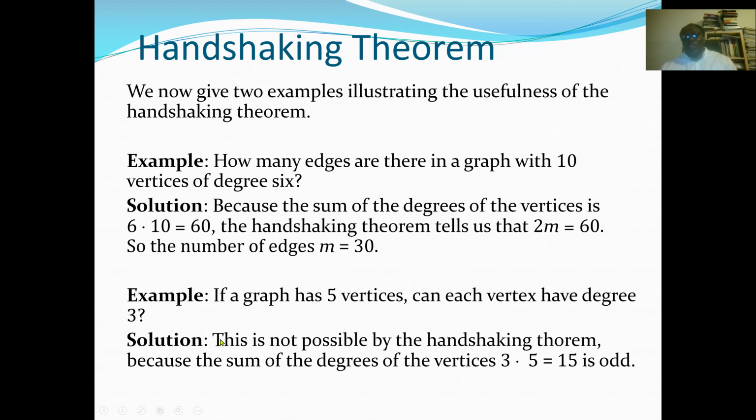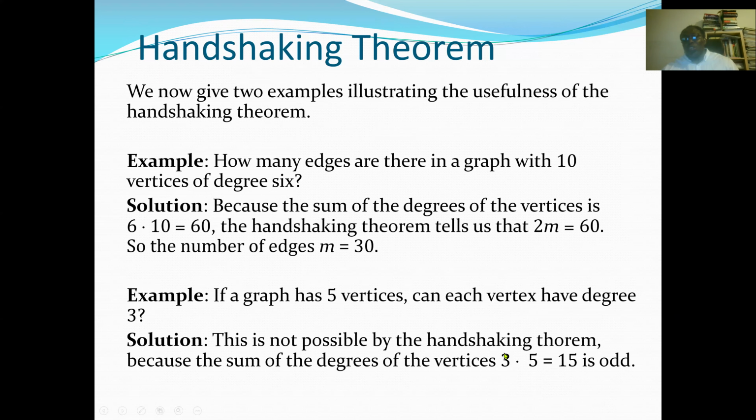So the solution: this is not possible by the handshaking theorem, because the sum will be 15. So 2m equals 15, and m is 15 divided by 2, which is 7.5. So it's impossible. Anytime the sum of the degrees of the vertices is an odd number, it's not possible, because if you divide an odd number by 2, you get a decimal value.